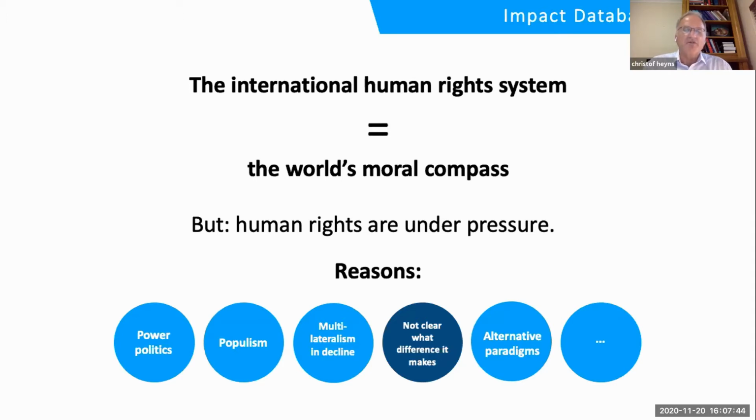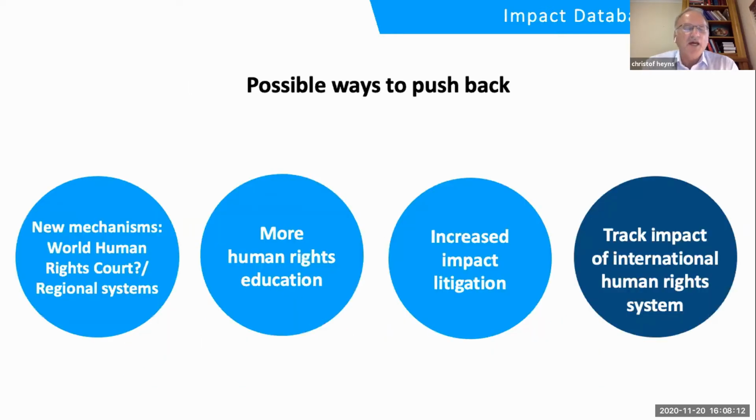And so the one that I want to focus on is the fact that it's not always clear what difference the human rights system makes, and in particular the treaty system. So what is its added value? In a world of performance management and of competition for scarce resources, I think that is a very important question to ask. What difference does it actually make? What is its impact? I think there are various ways to push back against the challenges to the human rights system and the pressure on it.